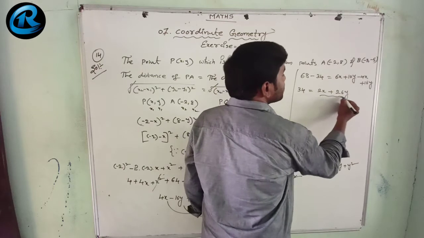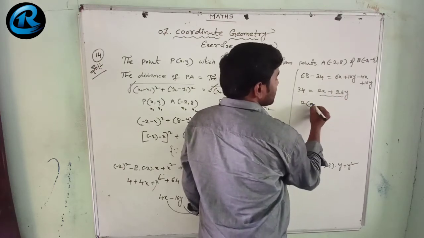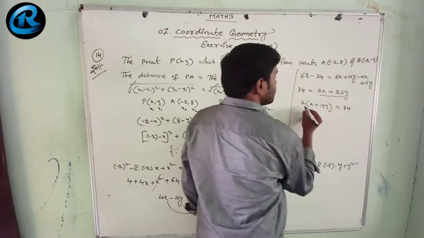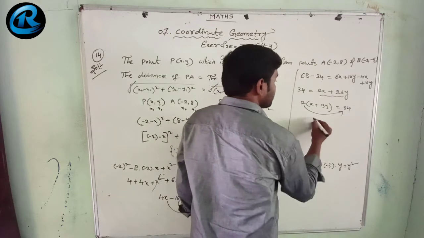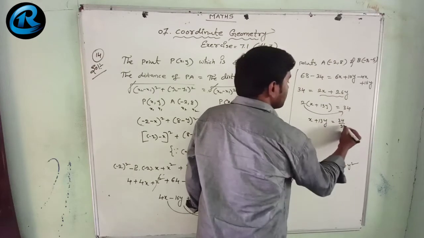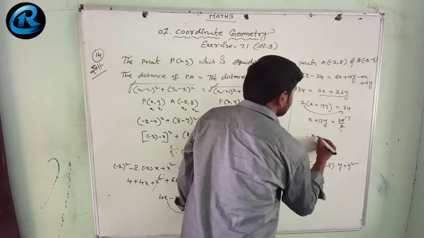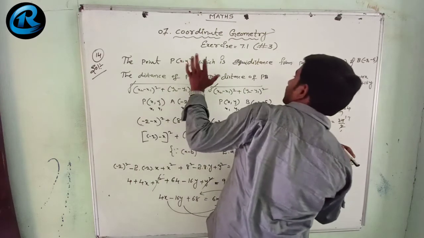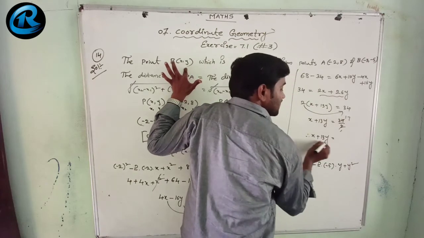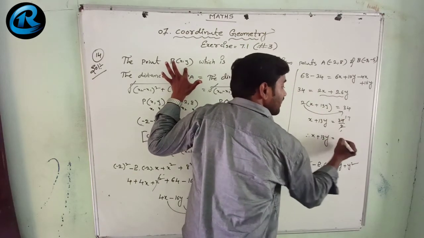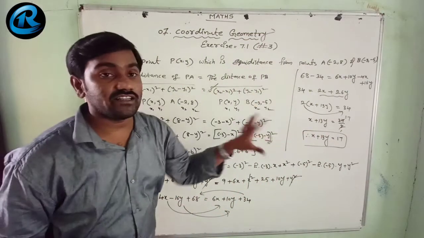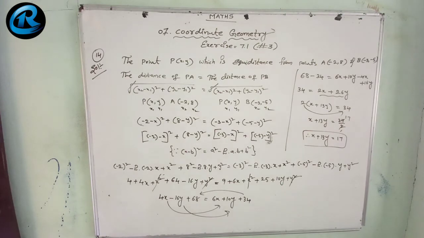If you take out the common factor, what happens? x plus 13y will be left, that is equal to 34. This 2 is multiplying here, you transfer to the other side, that becomes a division. x plus 13y equals 34 by 2, which is 17. Therefore, the relation between x and y of this point (x, y) is x plus 13 times y equals 17. That is the relation between these two given points.